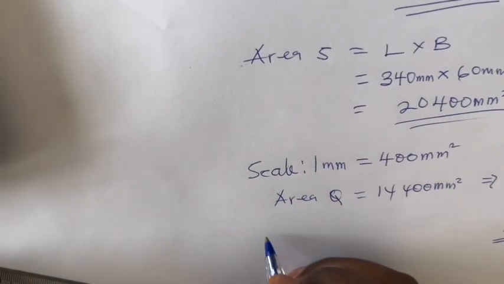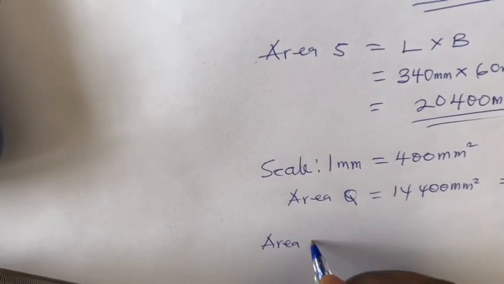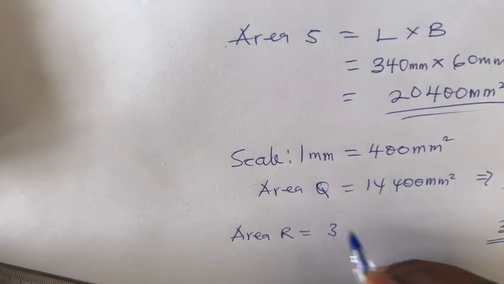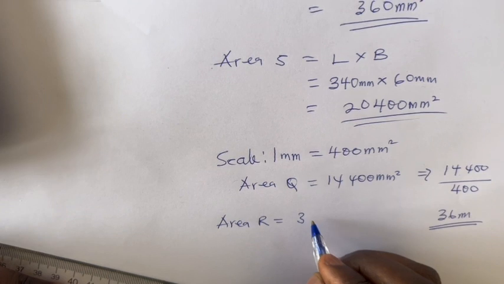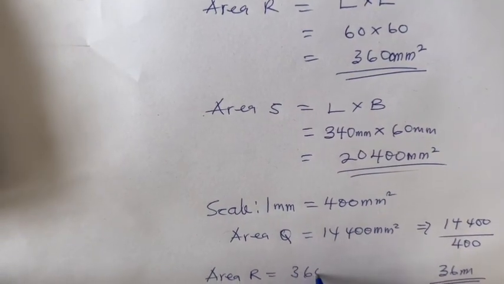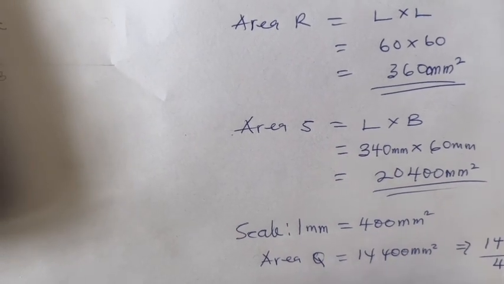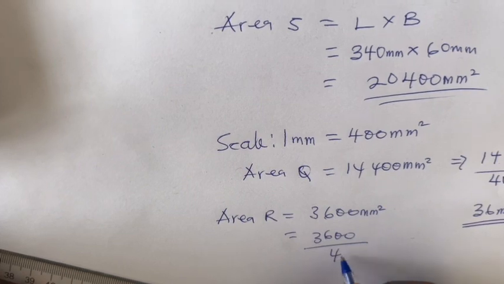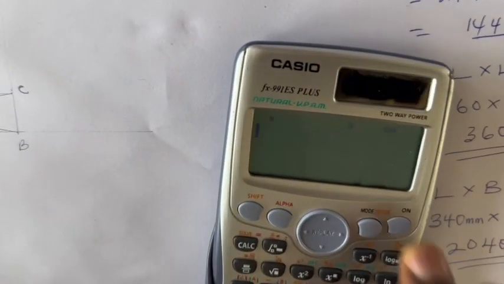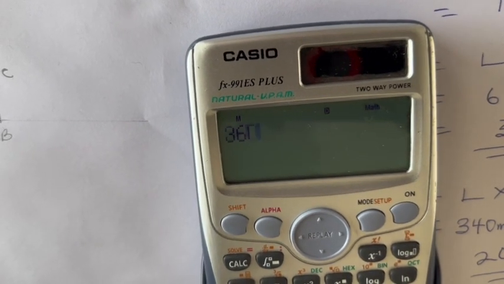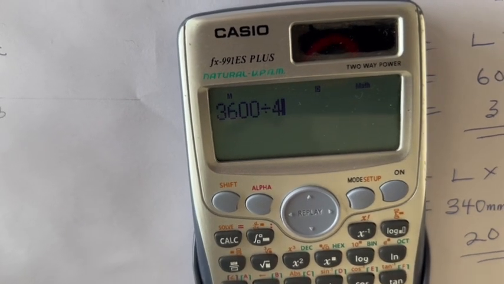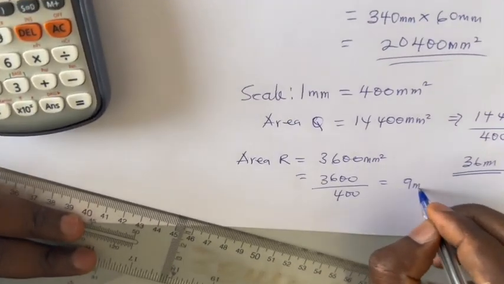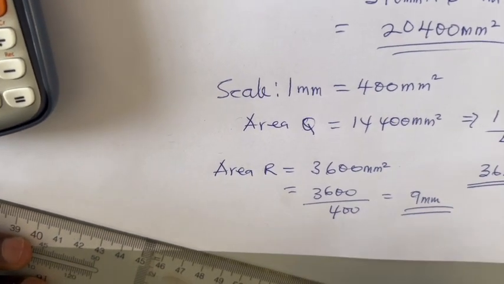Then we go to our area R. So area R is giving us 3,600, right? It's 3,600. So we'll have to convert it. So now we have 3,600 divided by 400, and that will give us what? With the help of our calculator, let's check that. So we have 3,600 divided by 400, and that is giving us 9. So this is going to give us 9 mm. That is for the area R.